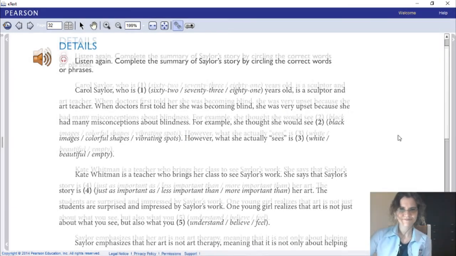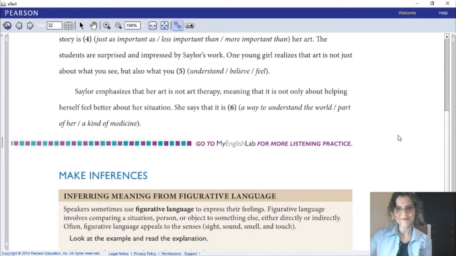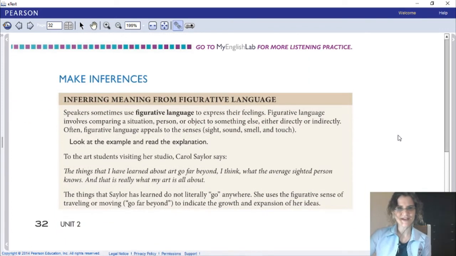Amazing. Okay, people, you answered that, and that brings us to making inferences. Educated guesses, combining facts in order to get a conclusion to understand the underlying meaning of something. Okay, we're going to learn to infer meaning from figurative language.